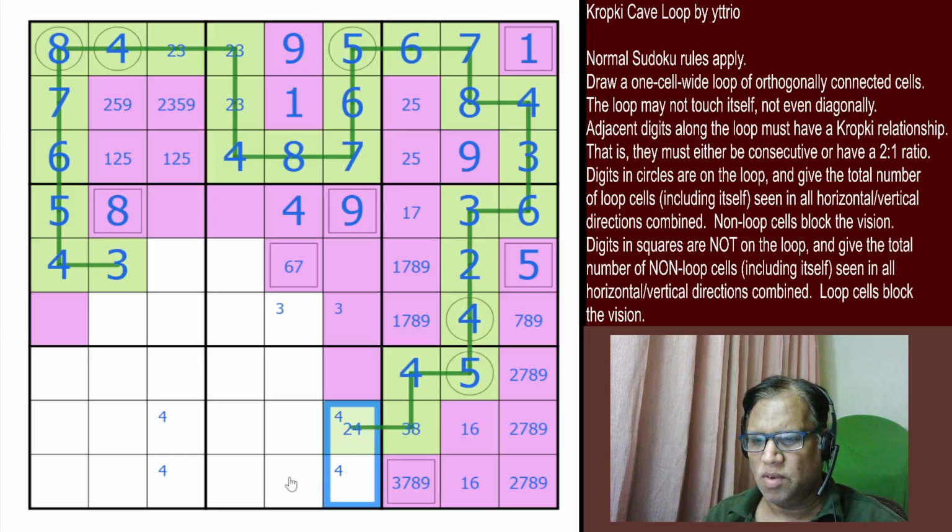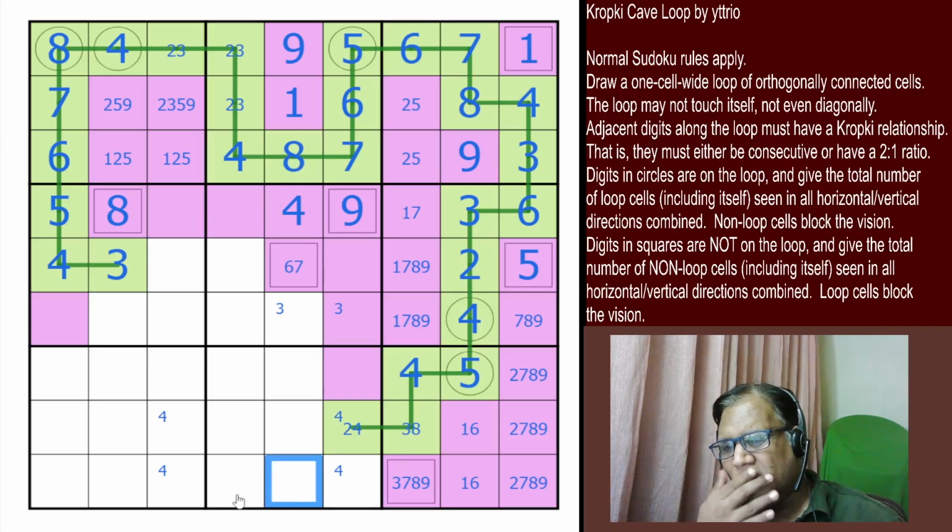The only way you will have 5 here. That's tricky, right? If that's 2, that's 4. And after 4, you cannot have 2, you cannot have 8, you cannot have 3. The only way is 5. After 5, you can only have 6 here. But still not that impossible.